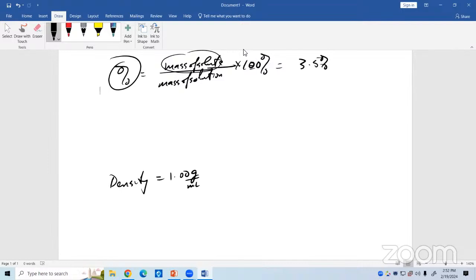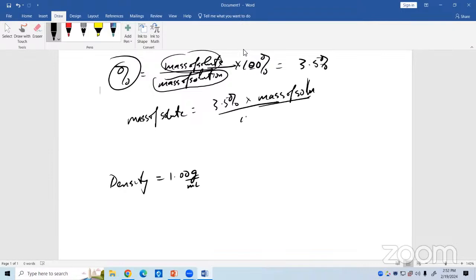So the key thing is the mass of the solution that we need to find. So the mass of solute is equal to 3.5% times the mass of solution divided by 100%. So the key thing is the mass of the solution.